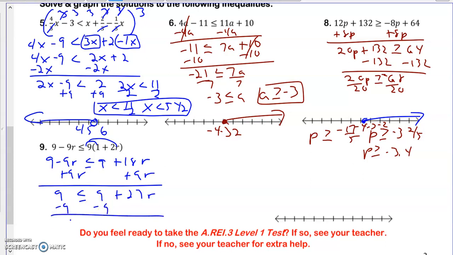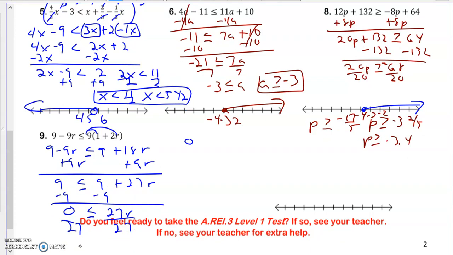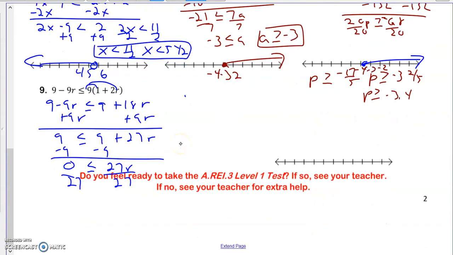Oh, there we go again with that answer you guys don't like. Is that 0? But I'm going to have to divide. I'm just going to divide down here. We got room. 27. If I divide by 27, I'm going to get 0 is less than or equal to r.